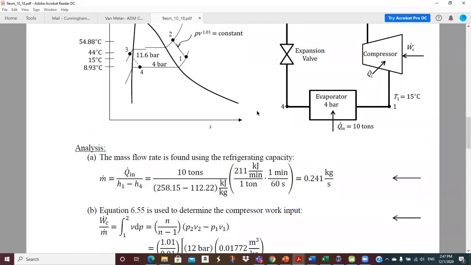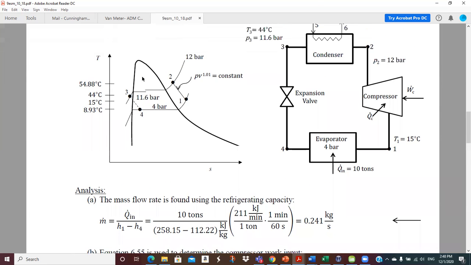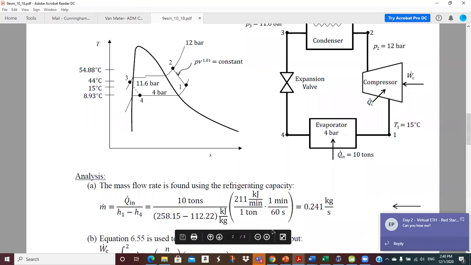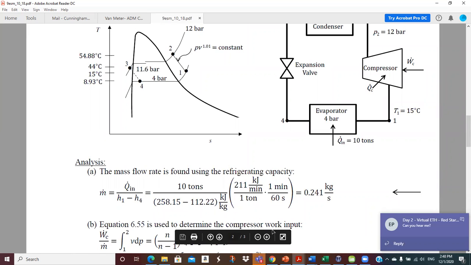Okay, so let's start out with A. The mass flow rate is found using the refrigeration capacity. So our absolute number that we have for the system is 10 tons of capacity, and so that's Q dot in. Well, that's got to be equal to the mass flow rate times the enthalpy difference, H1 minus H4, because that's the cooling effect. So that's where the 10 tons of cooling would occur. So that's pretty straightforward.